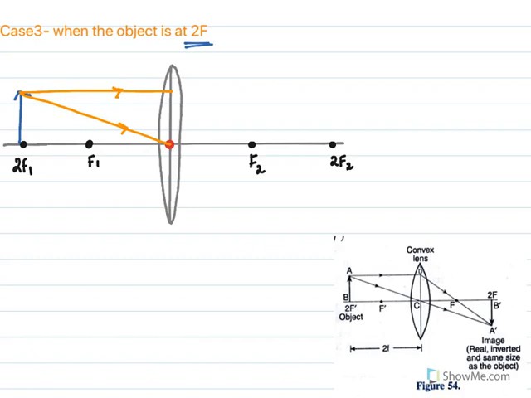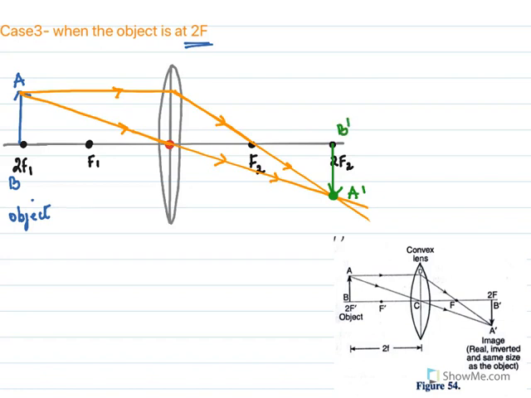Now the ray that goes parallel, after refraction, we know passes through the focus, so it will now pass through the focus. And the one that goes to the optical center will go undeviated. Will go along like this, undeviated. And if you see, they are going to meet somewhere here. So here is your image. This is your image formed at 2f2. So you have AB is the object and the image is A dash B dash.